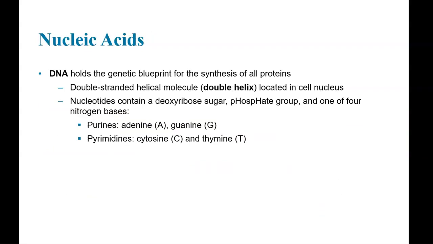It's double-stranded, right? It has the double helix with the two strands. And the nucleotides contain deoxyribose sugar, the phosphate group, and one of the four nitrogen bases. So we looked at the nitrogen bases in lab. So there was adenine, guanine, cytosine, and thymine.